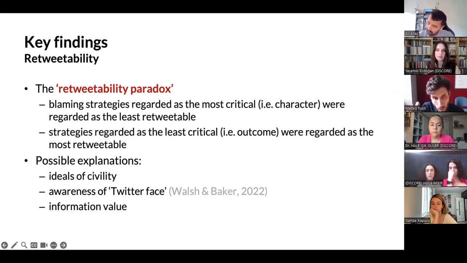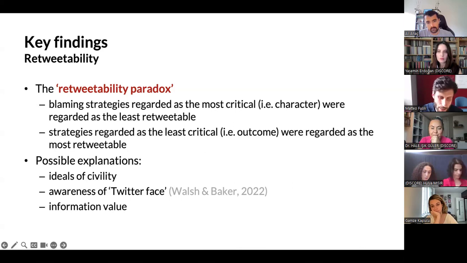We also included in the questionnaire some open-ended questions that were very helpful for us to get some context about what people were thinking when responding to our questions, and a lot of them commented on the fact that when talking about facts and outcomes, those tweets were perceived as more informative, therefore more useful. And the tweets blaming the politician's character were not seen as informative, and so that's partly why they thought they would be less retweetable. All right, so those were the key findings from the second case study.